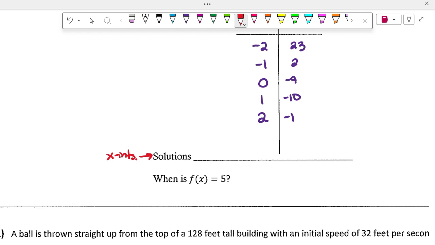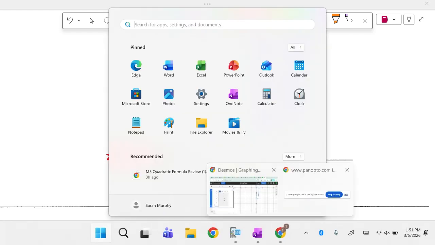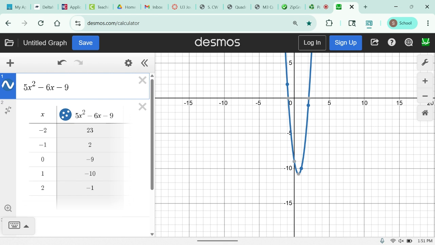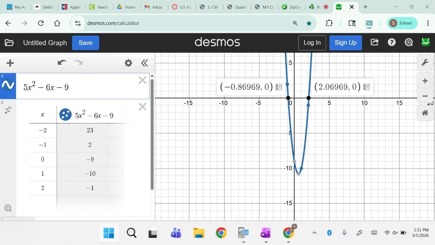All right. So for these solutions, I'm going to go back to my graph. If you don't see the points anymore, make sure you click on the function itself and it should generate the points again. I'm going to go to my x-axis and click on the 2 x-intercepts. Now, these are irrational numbers, so I'm just going to round them. So I'm going to say that my 2 solutions are negative 0.87 and 2.07.